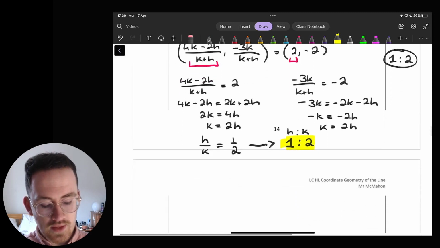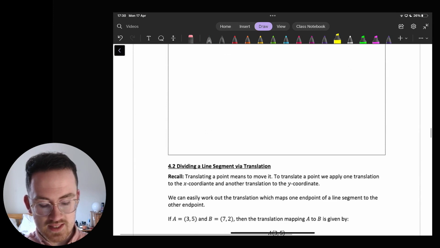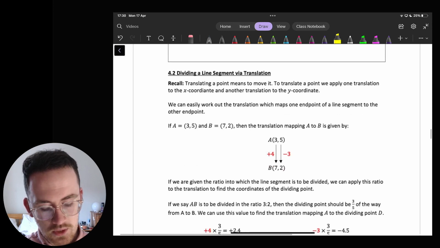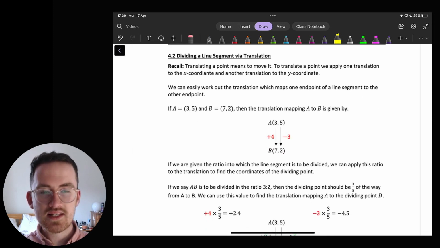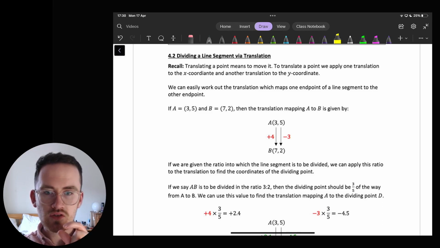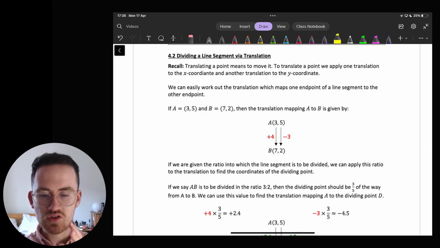We look at another method of doing that when we look at dividing the line segment via translation. As I said at the start, translating a point means to move the point. To move a point, we look at a particular translation or movement required for the x coordinate and for the y coordinate, and then we can apply that to further points.